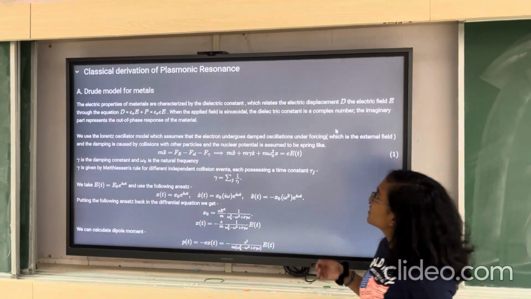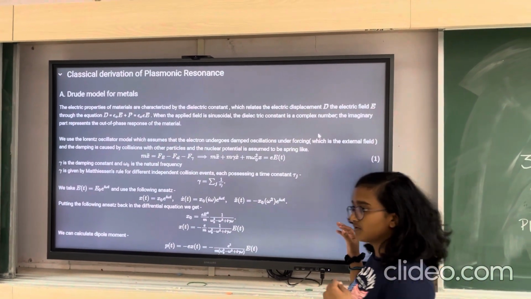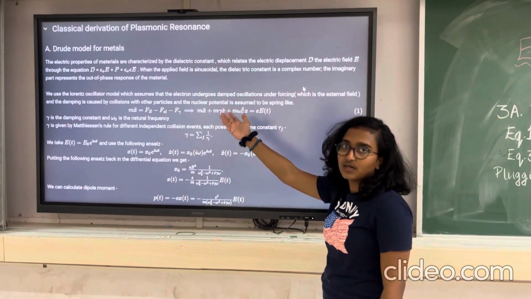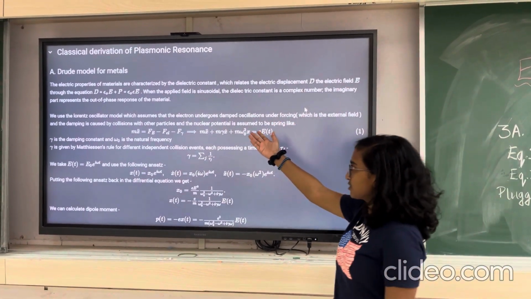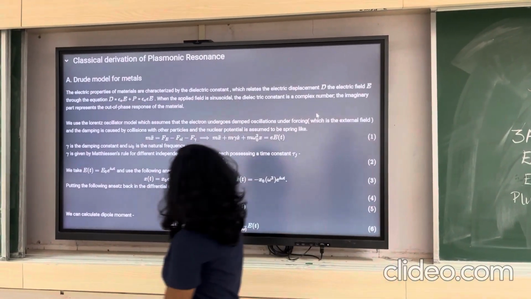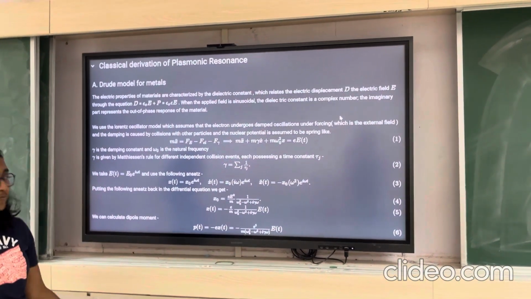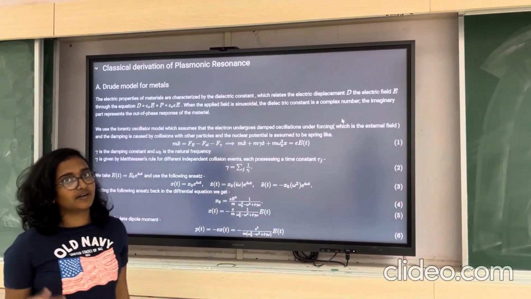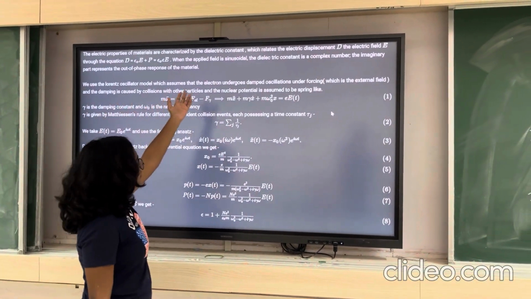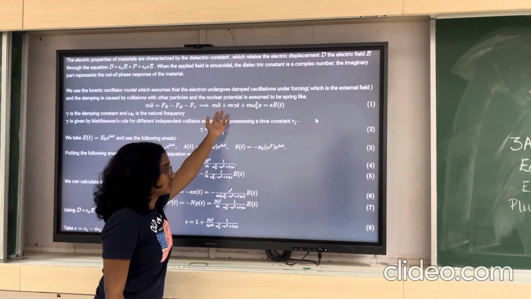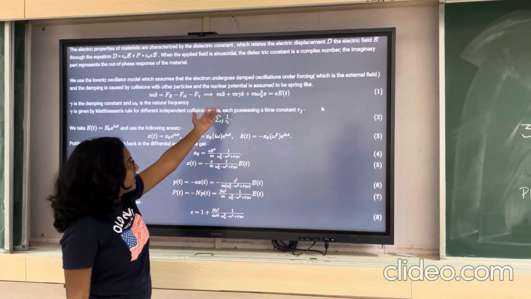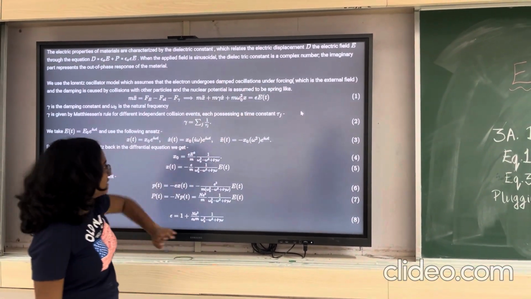We will begin with the classical derivation of plasmonic resonances, starting with the Drude model for metals. So we know that the electric displacement D is equal to epsilon naught E plus P, which is the polarization, which is epsilon naught epsilon E. Using the Lorentz oscillator model, which assumes that the electron undergoes damped oscillations under forcing, where the force is provided by the electric field, we come up with the classical damped oscillator equation, which is m x double dot plus m gamma x dot plus m omega naught squared x is equal to E e^{-iωt}.